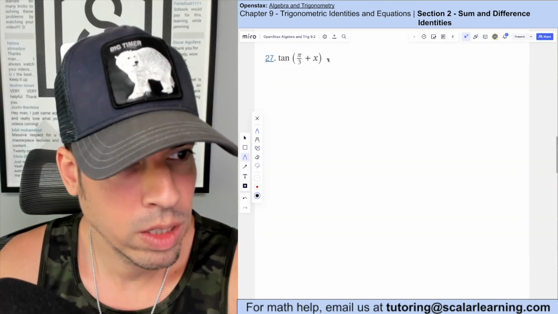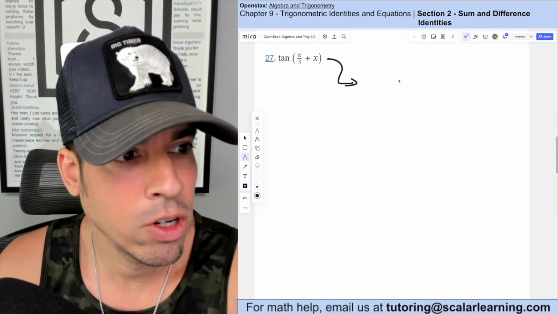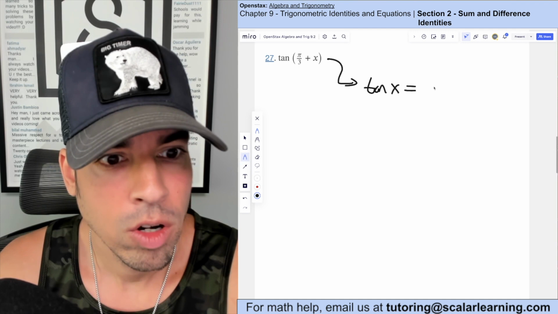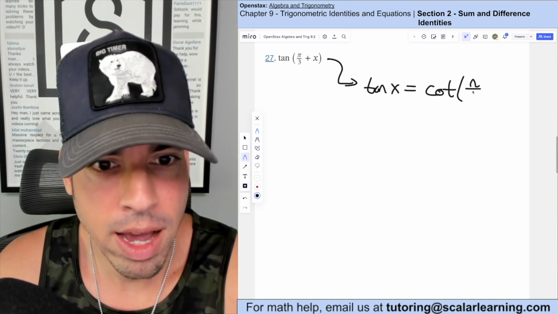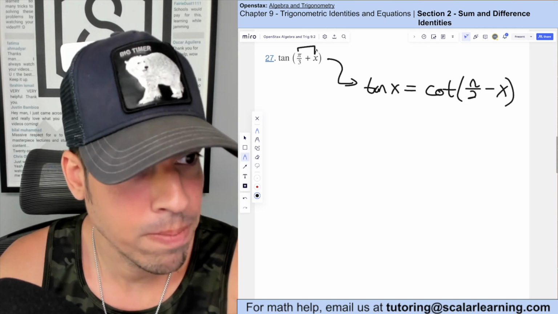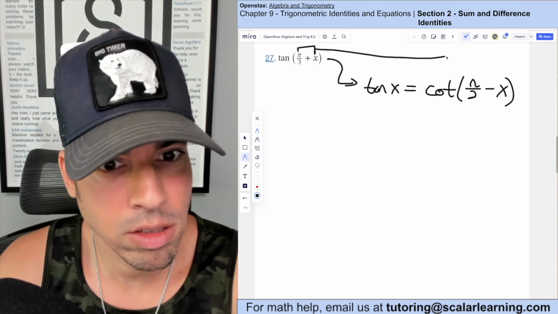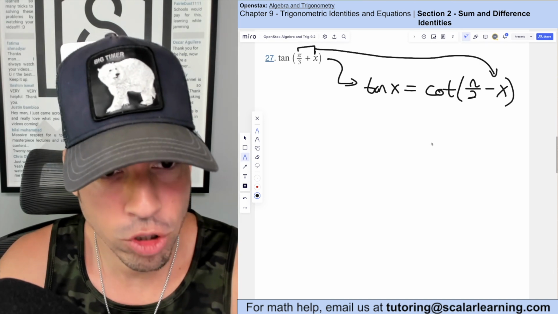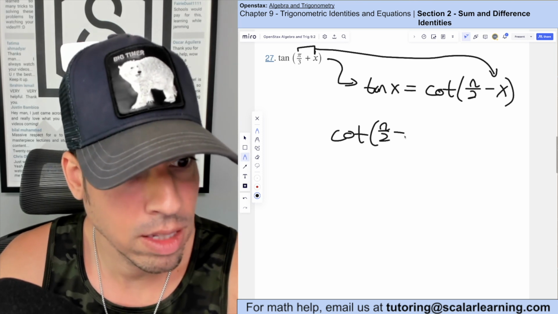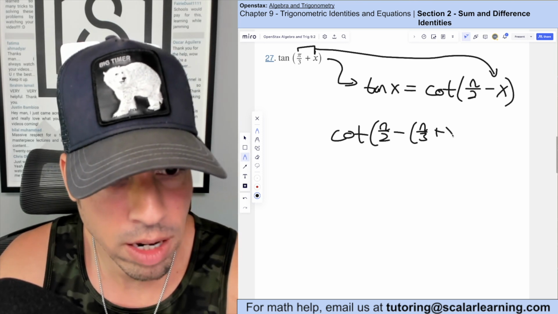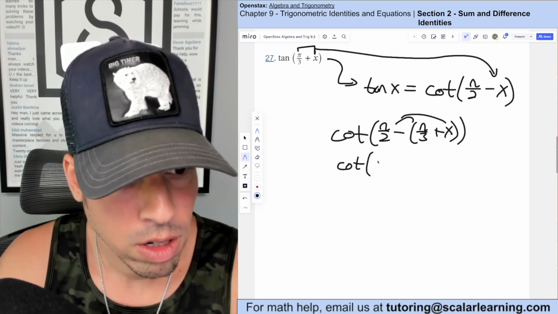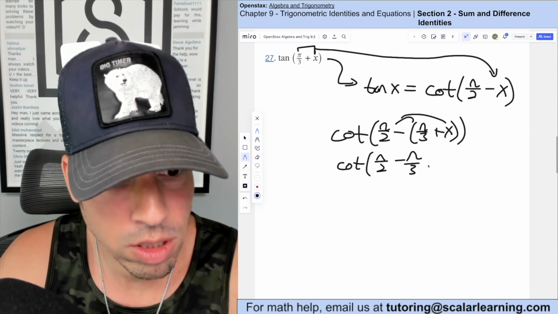So here what we're doing is we're going to leverage our cofunction identity, and the cofunction identity says that tangent of x equals cotangent of pi halves minus x. So knowing this, if this is the x in this case, right, or the argument, the angle, whatever, I can substitute this in here and get an equivalent version in cotangent. So it would be cotangent pi halves minus, and then that whole argument, which is pi thirds plus x, okay? So now let's distribute that negative, and we get cotangent of pi halves minus pi thirds minus x.